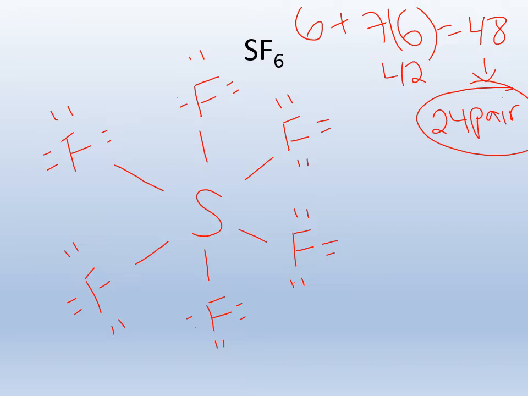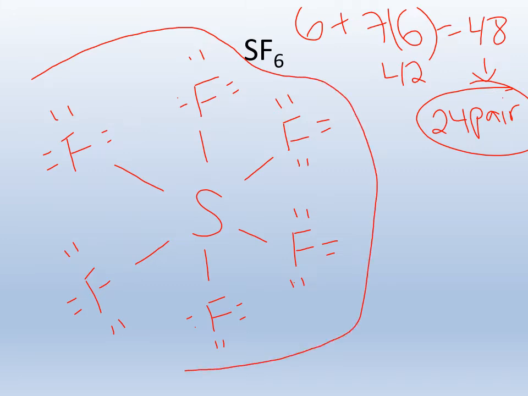Each fluorine atom has 8, and sulfur actually has 2, 4, 6, 8, 10, 12. But that's okay that sulfur has 12 because if you look at your periodic table, sulfur is in row 3 or period 3. So it can have more than 8. And there we go. That's the Lewis structure for SF6. Nothing complicated.